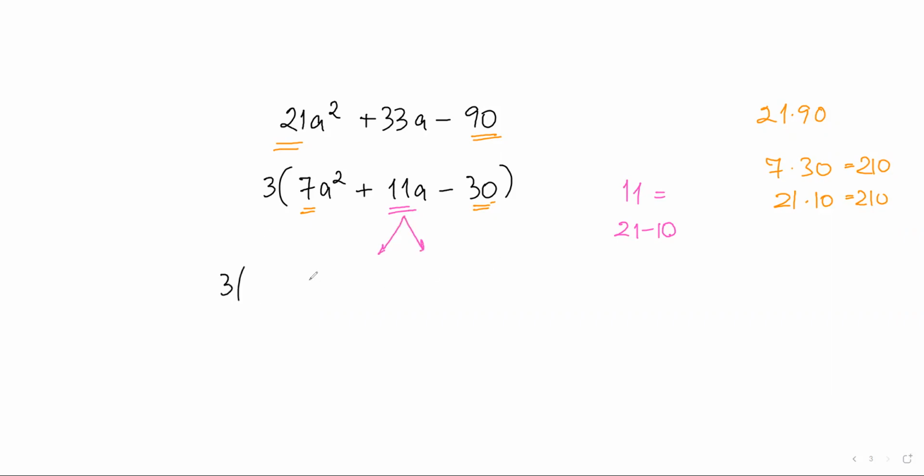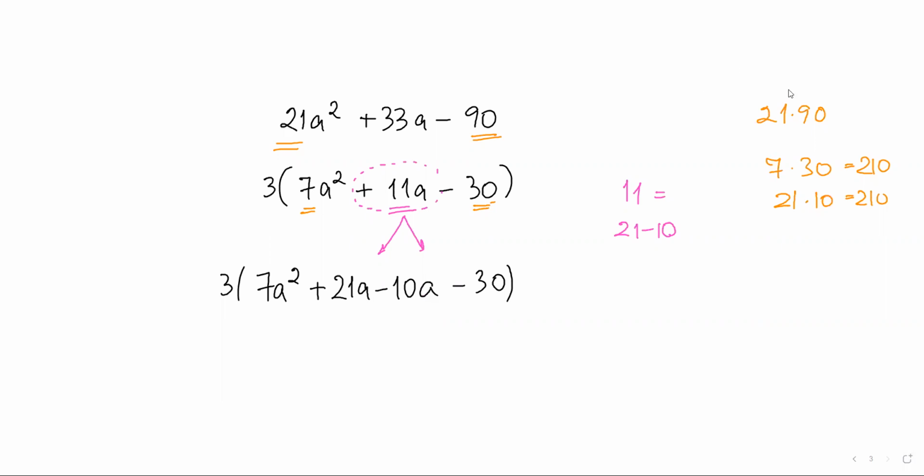3 will have to always be there at the front with brackets. And instead of 11a, I will put 21a minus 10a. Minus 30 stays here. So just to clarify, it's plus 11a, which is 21a minus 10a. Let's make this a little bit more pronounced. This is not 9, this is a.